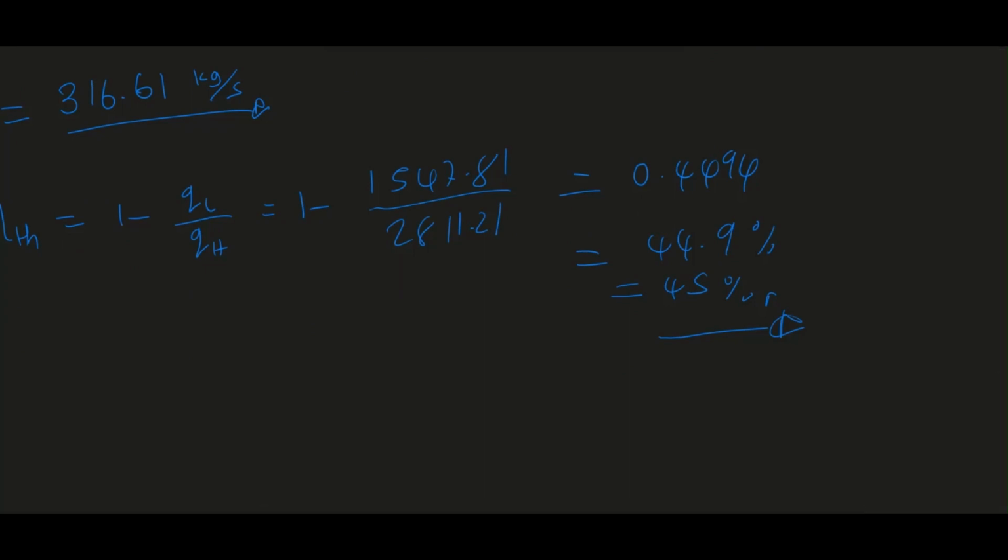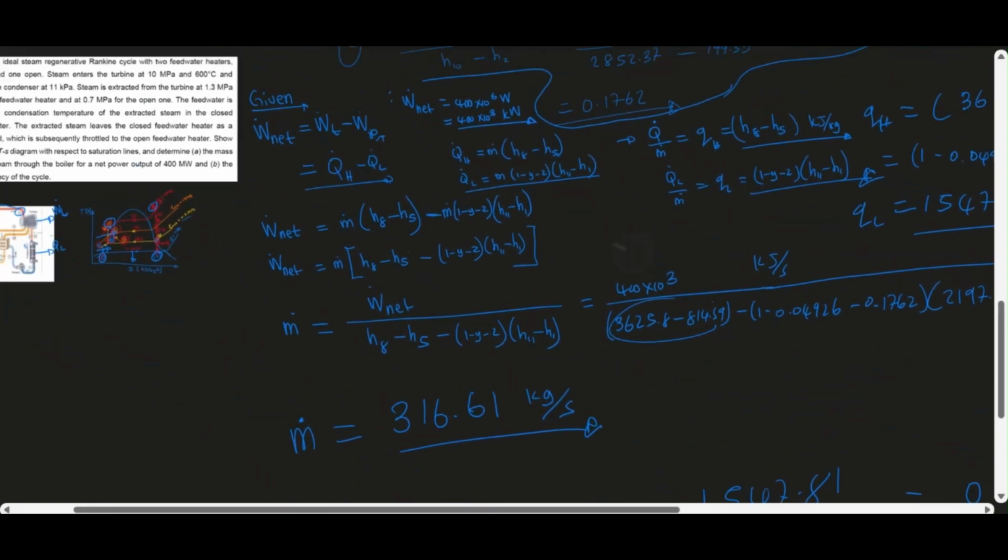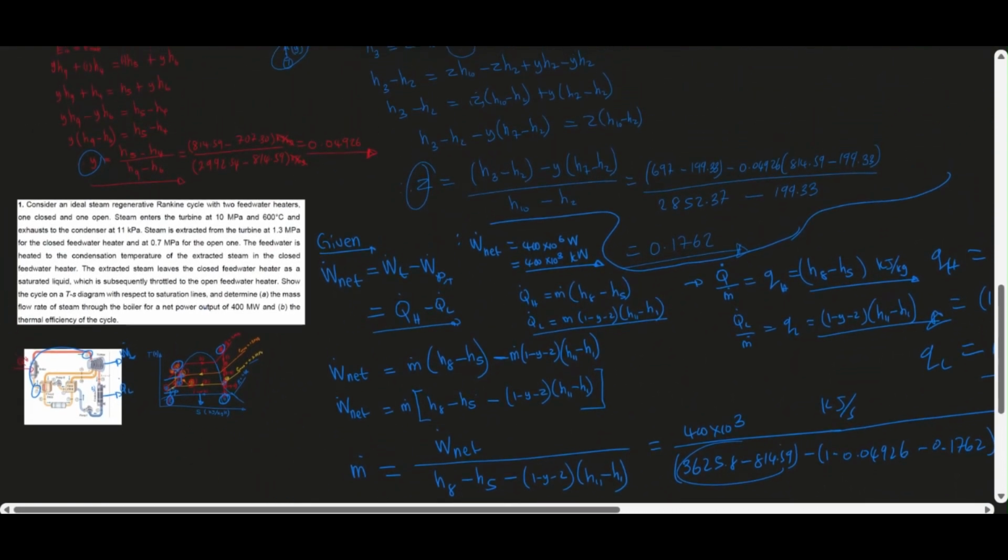Is that bad? Well, it could be better. But then again, it's better than zero, isn't it? So that's how you get thermal efficiency, and that's how you get the mass flow rate.